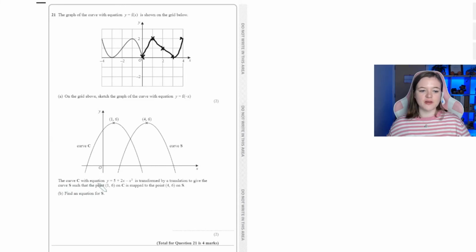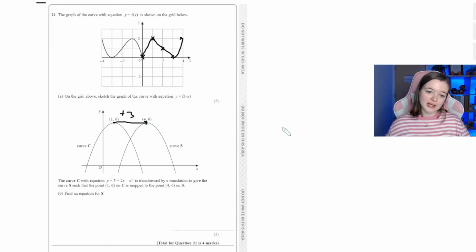The curve C with equation y equals 5 plus 2x minus x squared is transformed by a translation to give the curve S such that the point 1, 6 on C is mapped to the point 4, 6 on S. Find an equation for S. Right, so we're moving this graph 3 places to the right. Makes sense? Because we're going from 1 to 4. So it's adding 3, going 3 to the right.